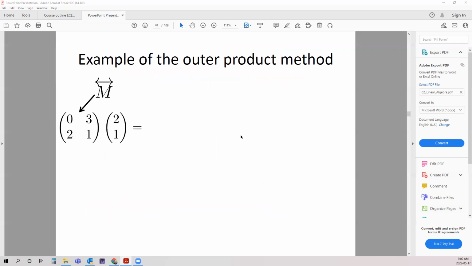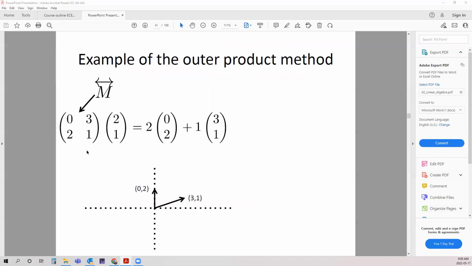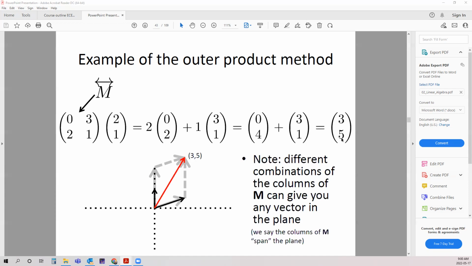So these are examples of outer product. So this is a vector and this is a matrix. How will it be? It's 2 times the first column, 1 times the second column, and it will end with 0, 4, plus 3, 1, and it will be 3, 5. Is that clear, guys? So the dot product between this vector and this vector will be this vector.